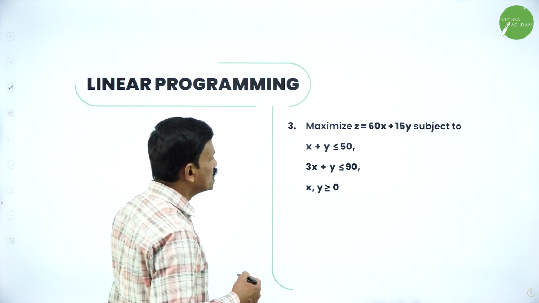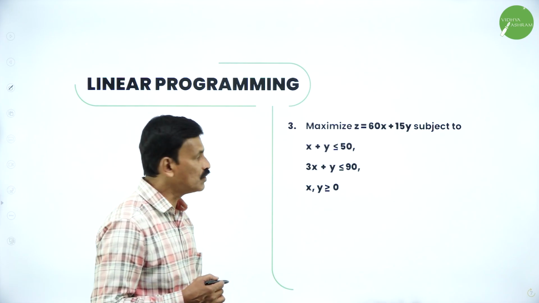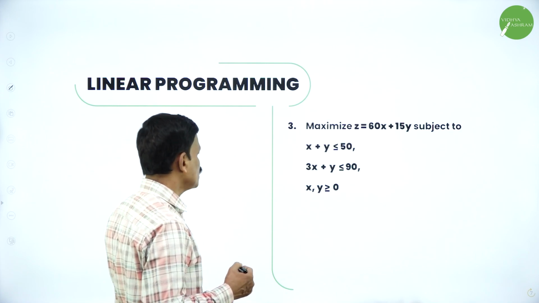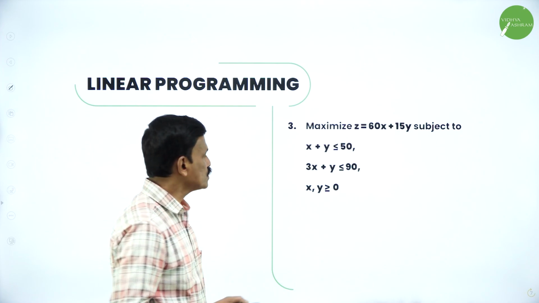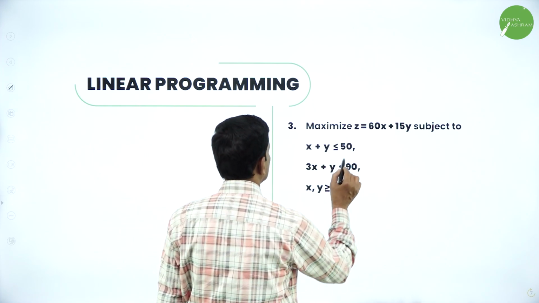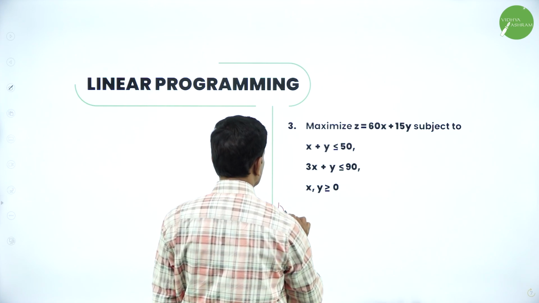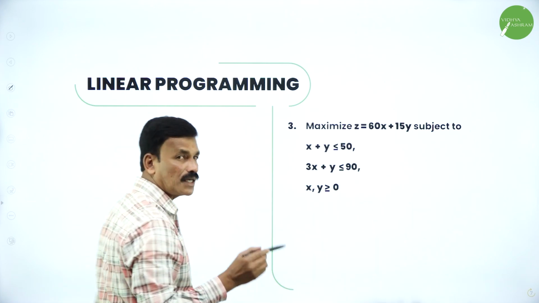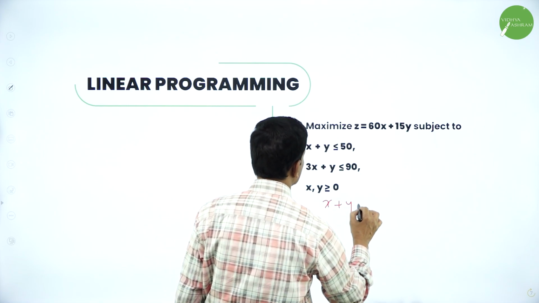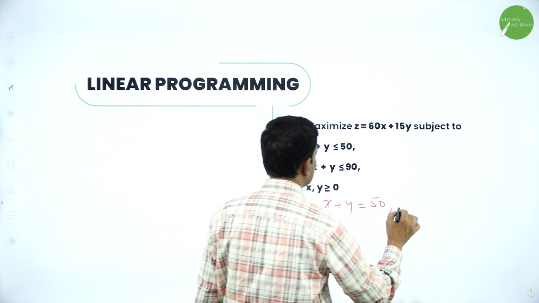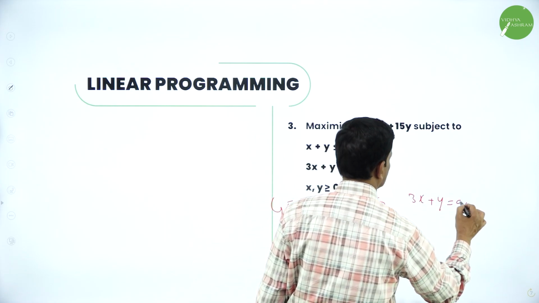Maximize Z is equal to 60x plus 15y subject to the constraints x plus y is less than or equal to 50 and 3x plus y is less than or equal to 90, x and y are greater than or equal to 0. So just convert these inequalities into equalities. The given equations are x plus y is equal to 50 and 3x plus y is equal to 90.